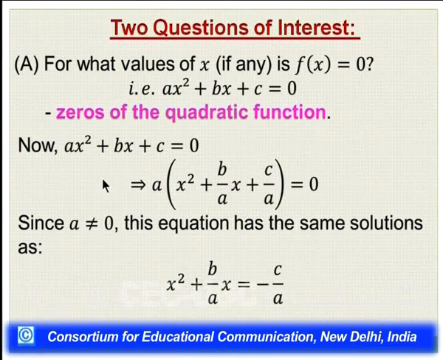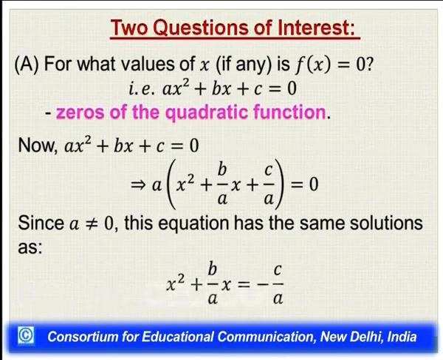And to do that, what we're going to do is take the coefficient of x square out and take it common, because we want the coefficient of x square inside the brackets to be 1. So we get a times x square plus b by a x plus c by a, and that has to be equal to 0. Now, if you remember, in the beginning I said that for a valid quadratic function, we can't have a equal to 0.